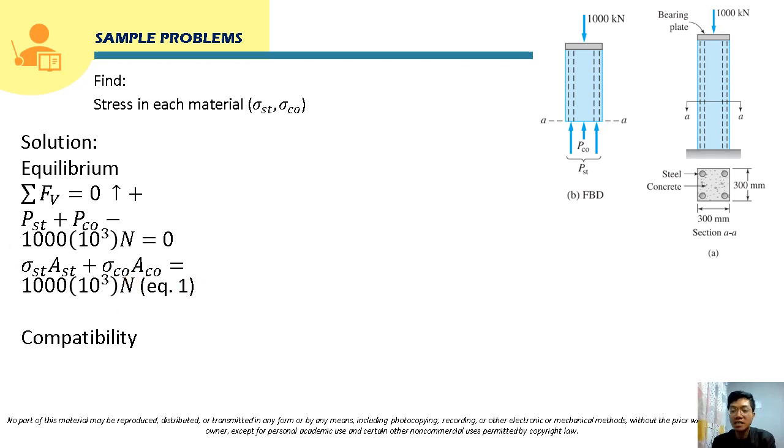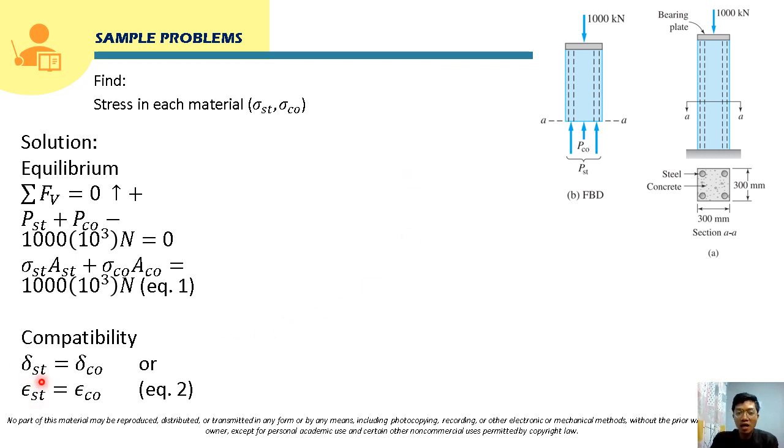So again, for the second equation, that will come from the compatibility equation. Here, class, for the deformation to be compatible, the changes in the length of the steel rods and the concrete must be equal. So the deformation that will happen in the concrete and in the steel will be equal. So we can say that the deformation of the steel will be equal to the deformation of the concrete.